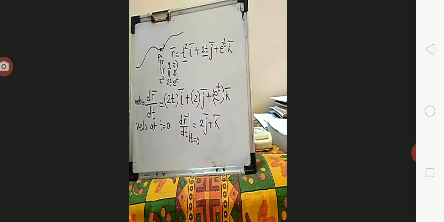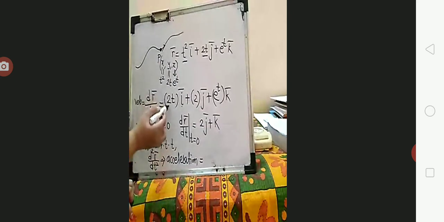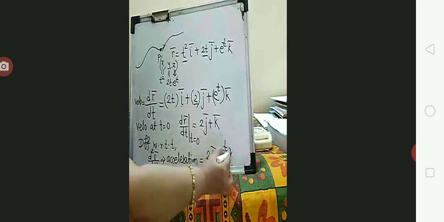Correct. Similarly, if you differentiate with respect to t again, what I'll get is d2 r bar by dt square. In this case, it will represent what? Acceleration. Correct? I think everyone knows this. So we'll get the acceleration here. And what is that value? Take the derivative of this again. So we get 2i bar. Now the derivative of the constant term is 0. So we get e raised to t times k bar. And again you can calculate that value at t equal to 0 and find the acceleration.